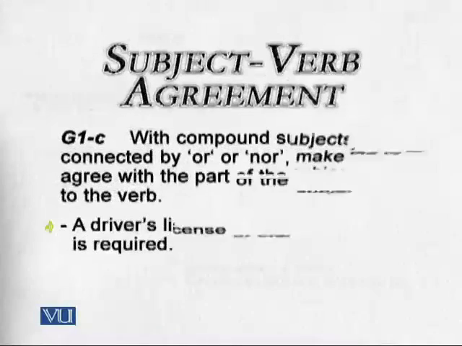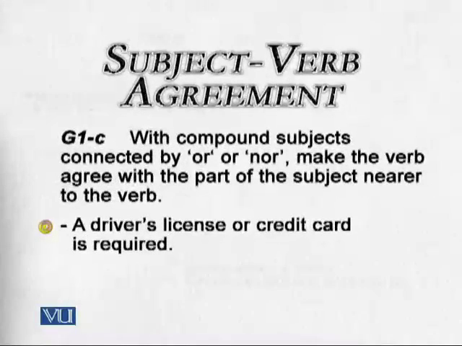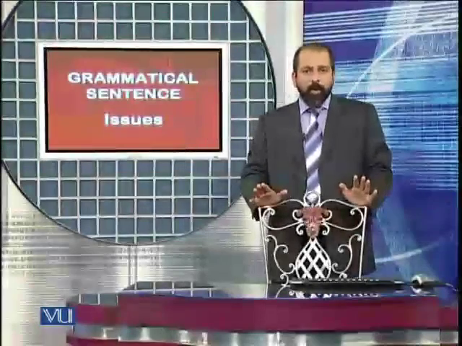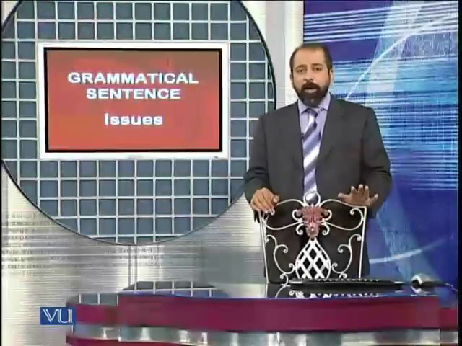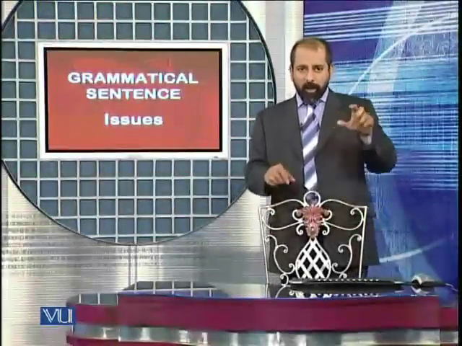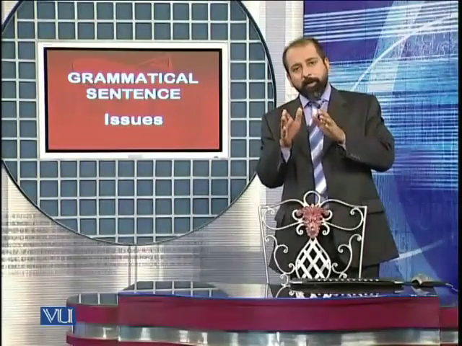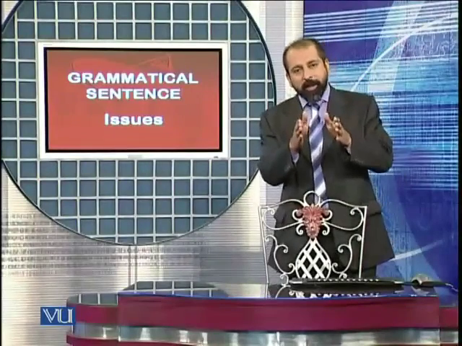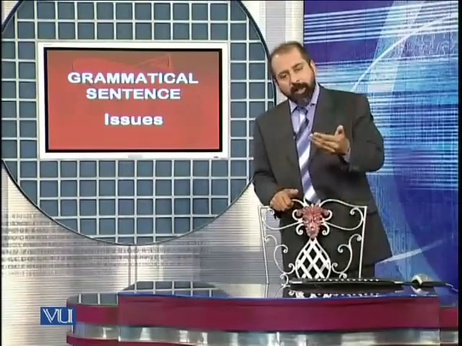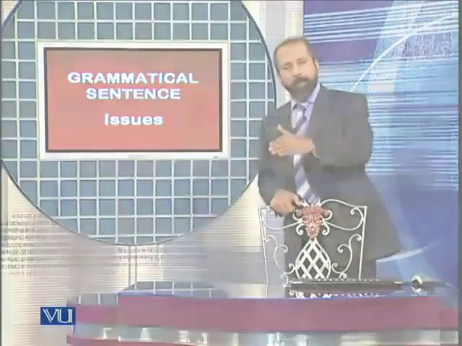And the example on your screen, you can see, a driver's license or credit card is required. A driver's license or credit card. Now, here we are not saying a driver's license or credit card are required, because or means one out of these two. And second thing, we said verb will be according to the subject which is nearer. And nearer is what? Credit card. So, credit card is singular, verb is singular.